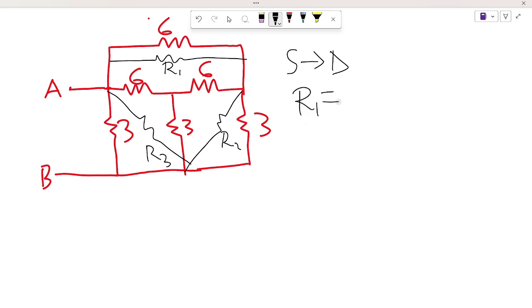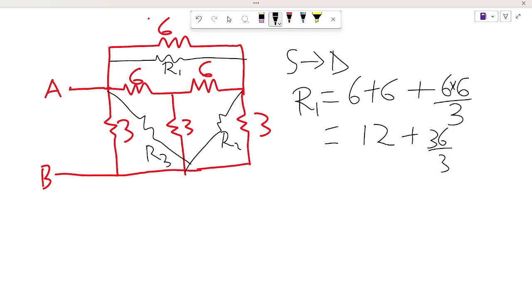So R1 is going to be 6 plus 6 plus the 6 times 6 all over 3. Okay, so we are going to have 6 plus 6, we have 12, and our 12 plus 6 times 6 is 36 all over 3. So that's going to be 12 plus 12.